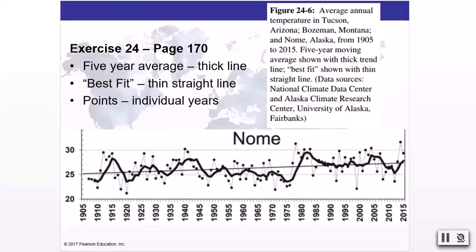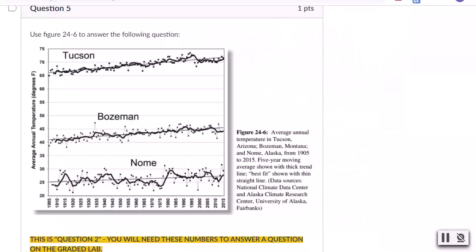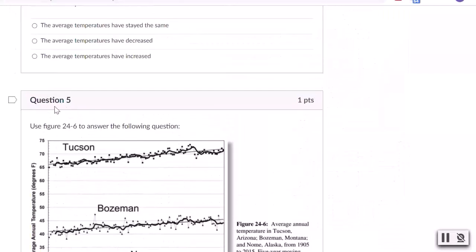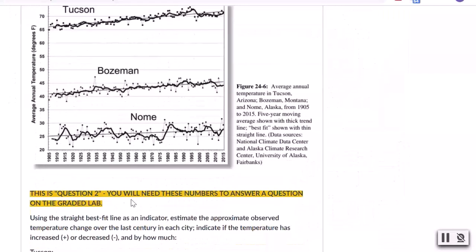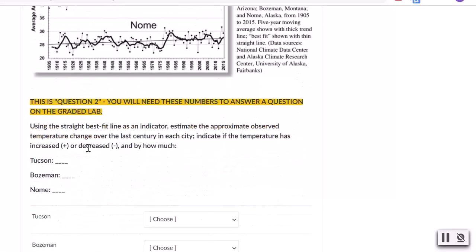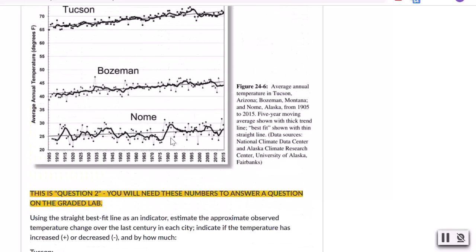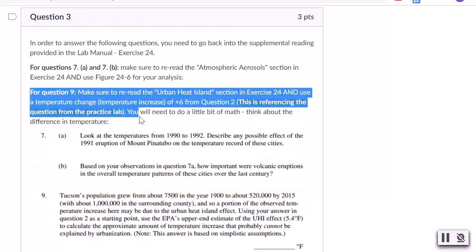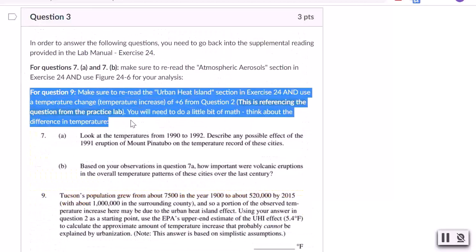I need to point out that while you are working on your labs, there are a couple of questions that you need to keep in mind. So this is a question that's coming from the practice lab. This is question 2. And you will have to keep this question in mind and the answers that you get from these questions in order to answer a question on the graded lab. So jumping back over to the graded lab, this is referencing question 2. There's going to be additional information as to where you need to find the information that you're looking for in order to answer the questions.